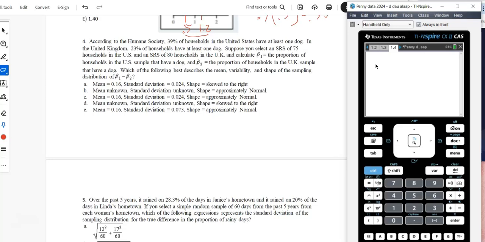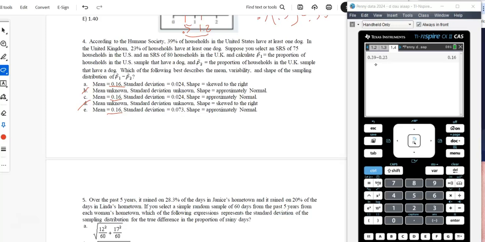So let's do the easy part first. So we have 0.39 minus 0.23. Let's make sure that was the order, p-hat 1 minus p-hat 2. So we should get 0.16. So we know the mean is definitely one of those. I think B and D are gone.